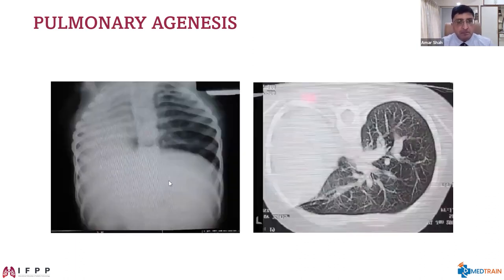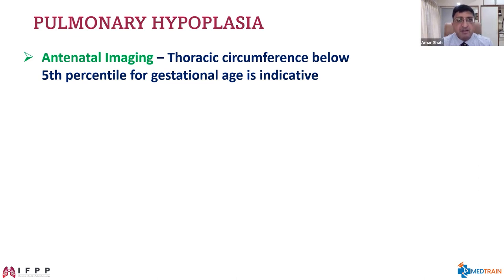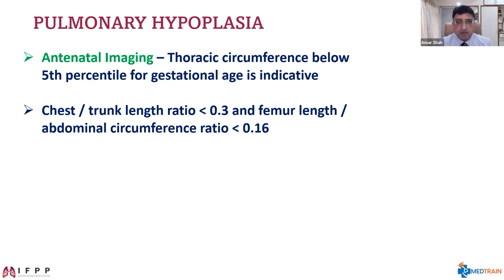This is an X-ray which shows pulmonary agenesis on the right side, a complete opacification which is seen in the right hemithorax. This is again confirmed on the CT scan. Pulmonary hypoplasia may be picked up on antenatal imaging. Here, the thoracic circumference is below the 5th percentile for the gestational age. A few other ratios have also been shown to help diagnose this condition, like the chest to the trunk length ratio, if it is less than 0.3, and the femur length to the abdominal circumference ratio, if it is less than 0.16, then pulmonary hypoplasia may be suspected.